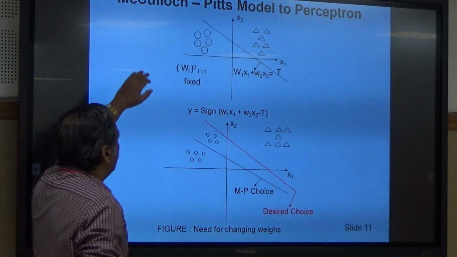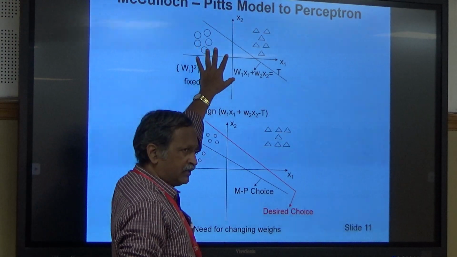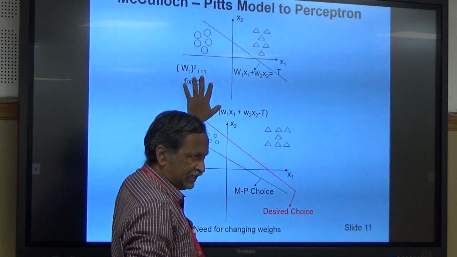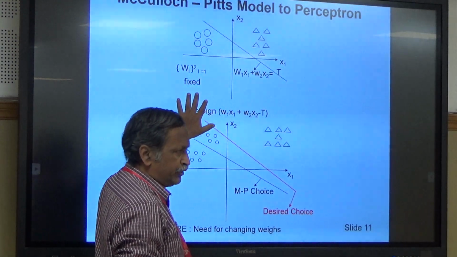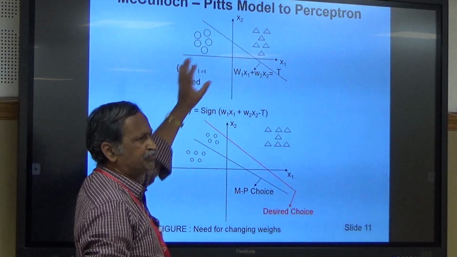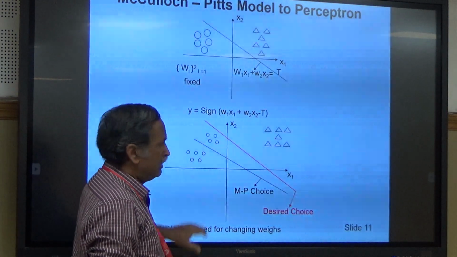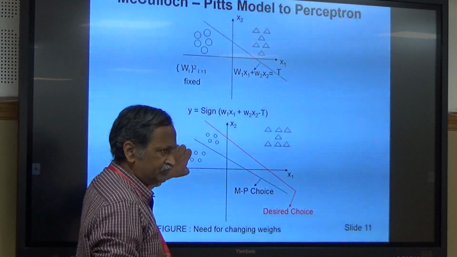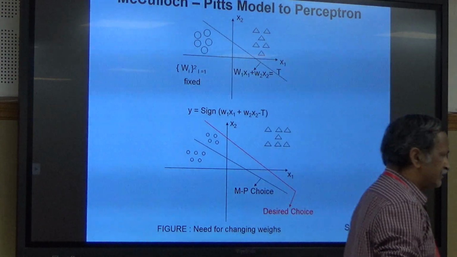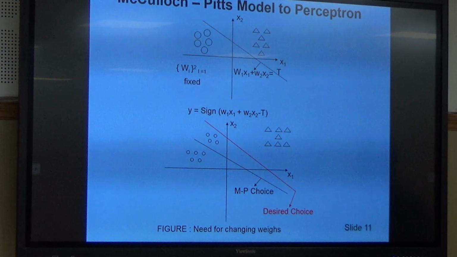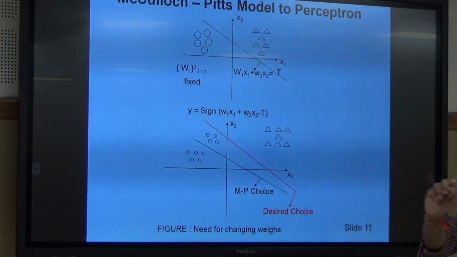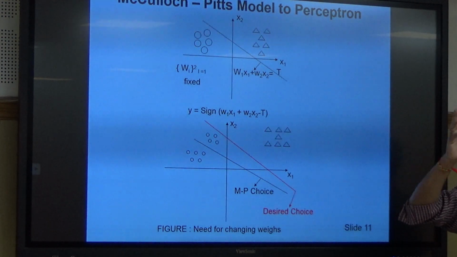The McCullough-Pitts model is the one where the initial choice of weights remains constant. The moment you allow a change in the synaptic weights, it's called a perceptron. Single perceptron. Okay? So, here is the question. We all agree, because there is a classification error, our choice of weights is wrong and we need to change it.